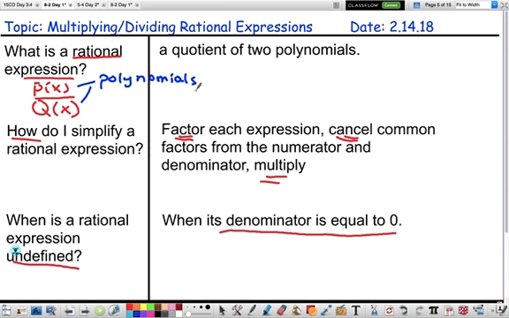Undefined. We talked about that a second ago. Those are certain x values you can't evaluate at. Right? Undefined, look for when the denominator is equal to 0.